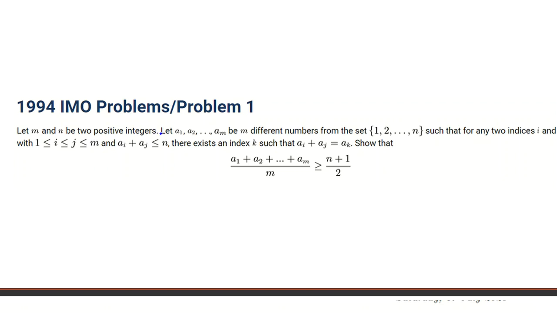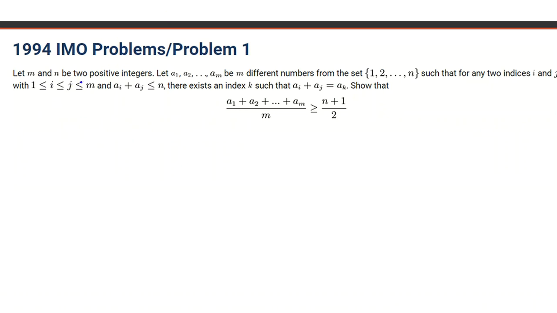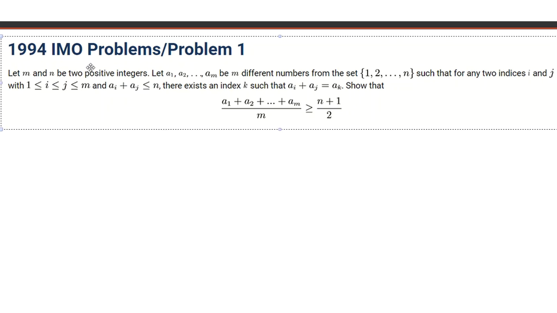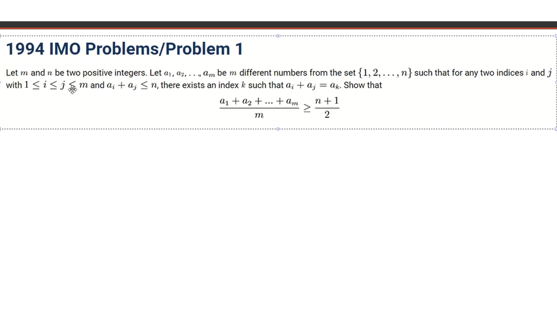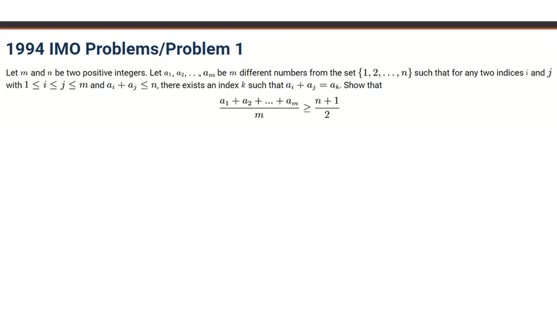So let's try this problem by using Gauss's idea. So let's read. It says m and n are two positive integers, a1 to am are m different numbers from the set 1 to n, such that for any two indices i less than or equal to j less than or equal to m, ai plus aj is at most n.